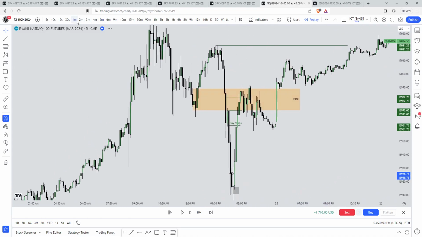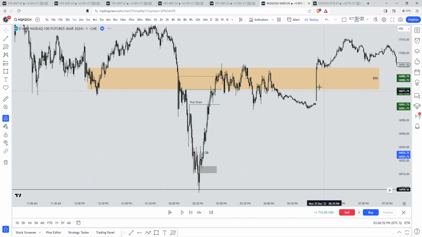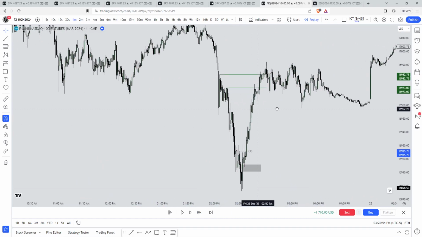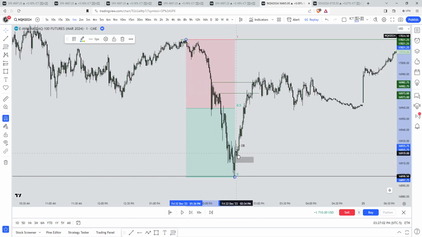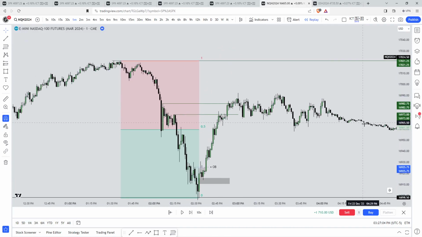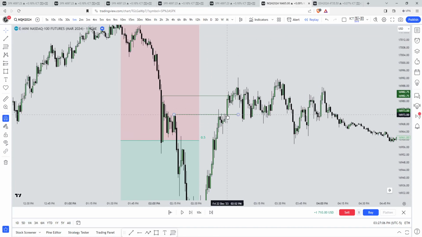What is another target, Dan? Well, what I could do is draw a fib from the inception of this move down. This high really started that delivery lower. Draw it to the low of the order block, and I could target the first fair value gap in a premium, so above the 0.5 fib.